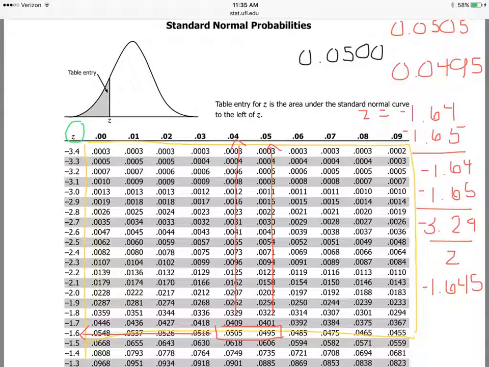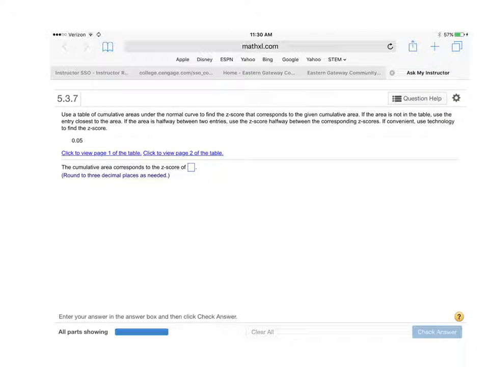So, in reference to this question, here's a question from Chapter 5 with regards to using our table of cumulative areas under the normal curve to help us find a z-score. So in this particular problem, it says use the table of cumulative areas under the normal curve to find the z-score that corresponds to the given cumulative area.